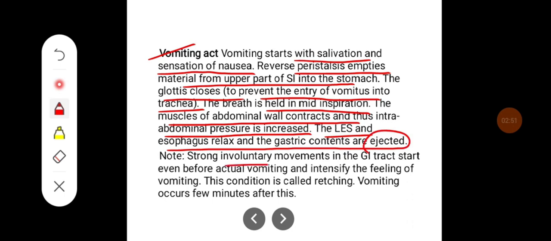Note that strong involuntary movements in the GI tract start even before actual vomiting, along with the intensity of the feeling of vomiting. This condition is called retching. Vomiting occurs a few minutes after this.